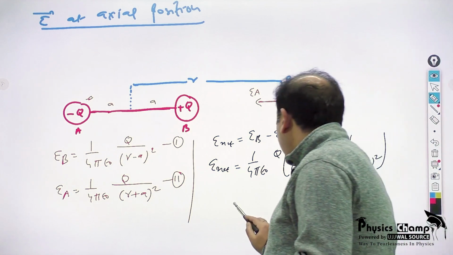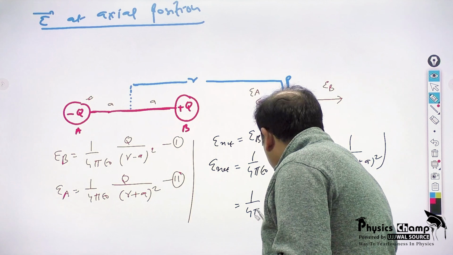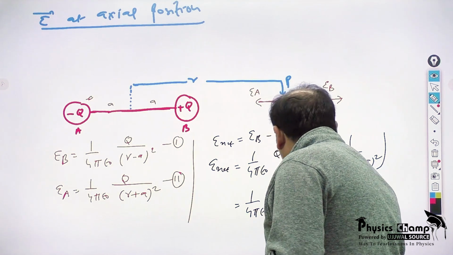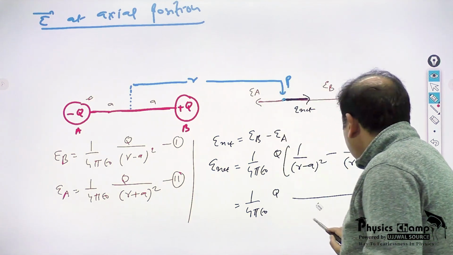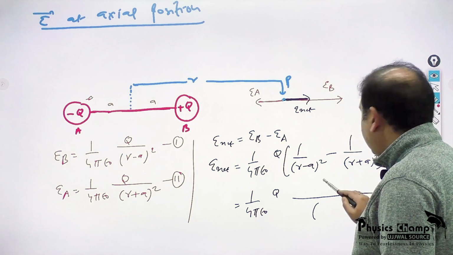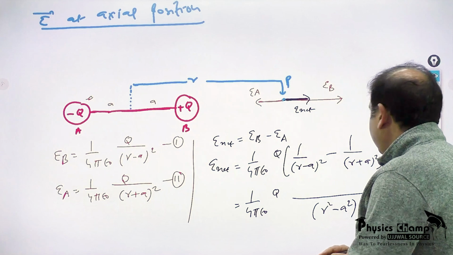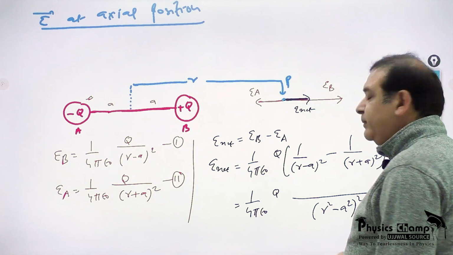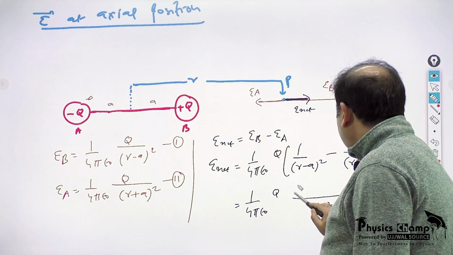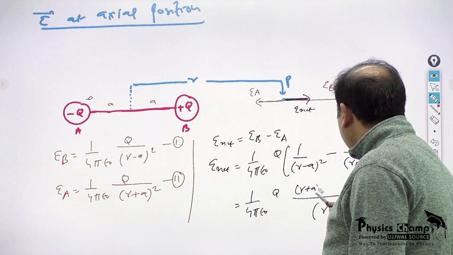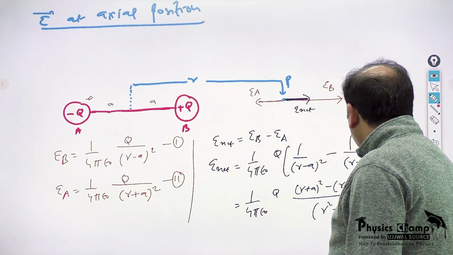And this is 1 by 4 pi epsilon naught Q. This is r plus a. So this is r square minus a square. So this is (r square minus a square) whole square. And here it is (r plus a) whole square minus (r minus a) whole square.